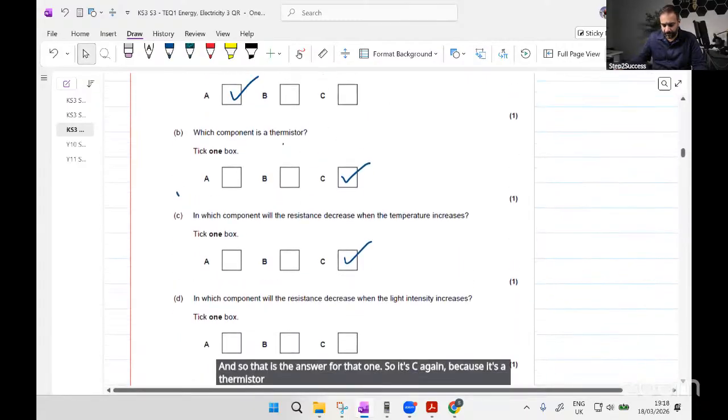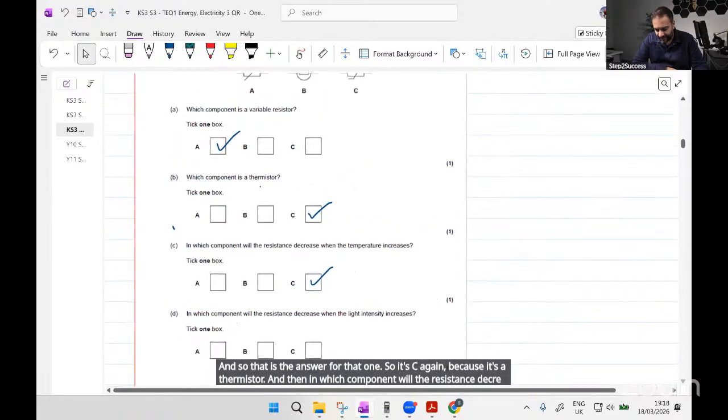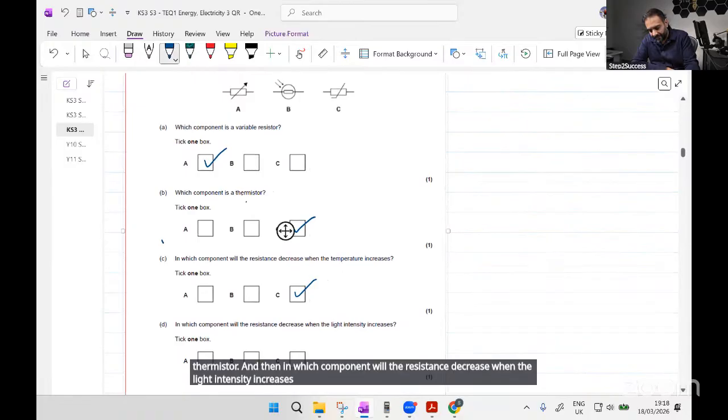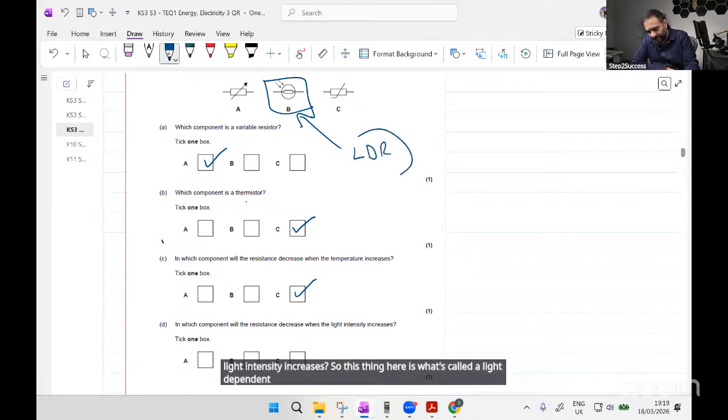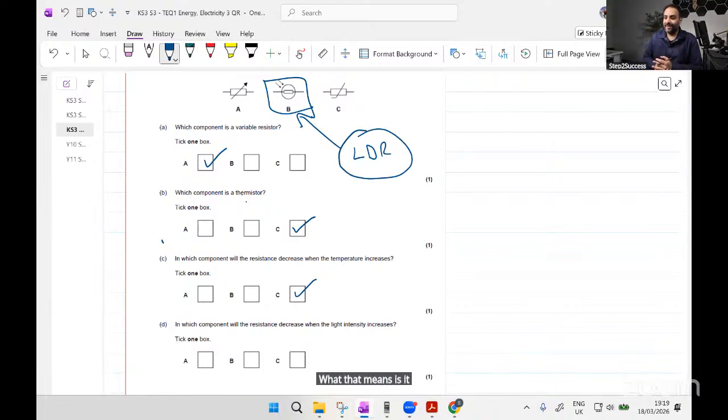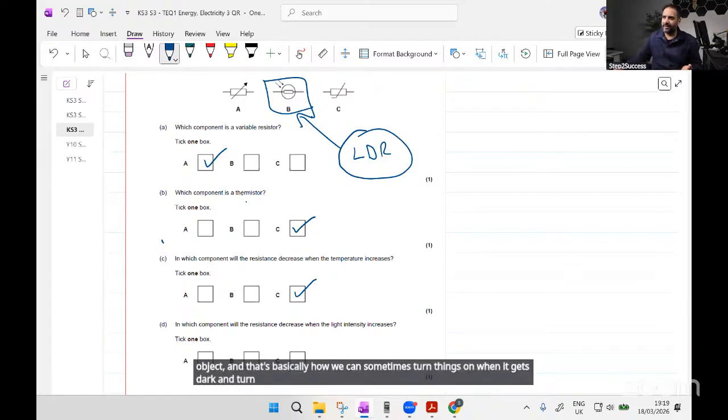And then in which component will the resistance decrease when the light intensity increases? So this thing here is what's called a light dependent resistor. What that means is it is affected by how much light is shining on the object. And that's basically how we can sometimes turn things on when it gets dark and turn them off when it gets lighter, or whichever way around that is. And so the answer to that question is B because of that. Right.